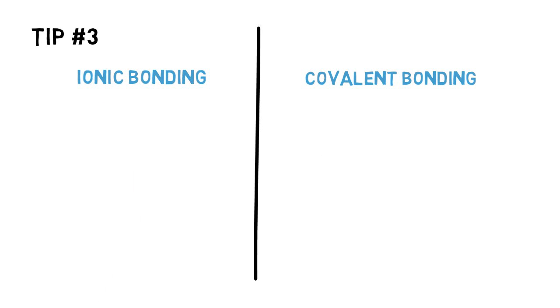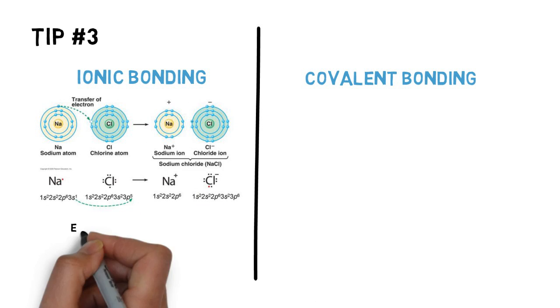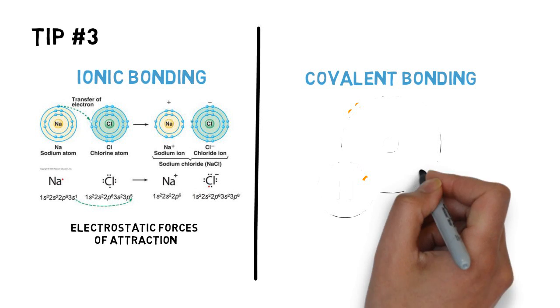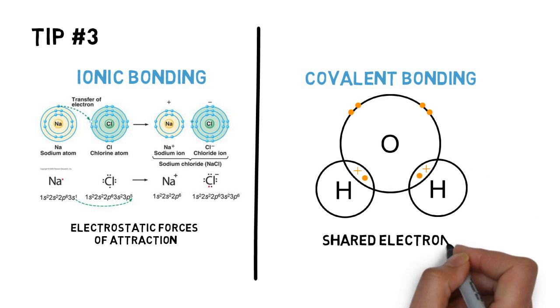Tip number 3. We will discuss the difference between ionic bonding and covalent bonding. Ionic bonding is due to the electrostatic forces of attraction between the oppositely charged ions. Covalent bonding is the sharing of electrons by two atoms, meaning that no electrons are taken by either atom.